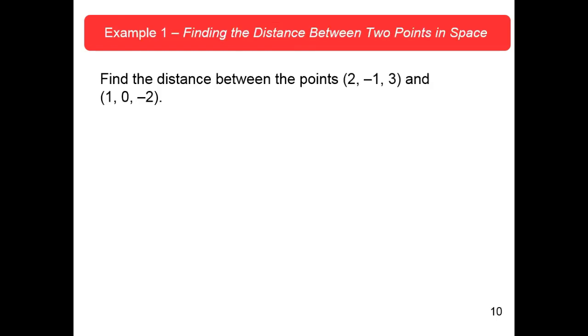Okay. Now, here's example 1. Should be pretty simple. Find the distance between these 2 points. You tell me how to do it. D is equal to what? Anybody? Between 2, negative 1, 3, and 1, 0, negative 2. What's the distance between those 2 points?